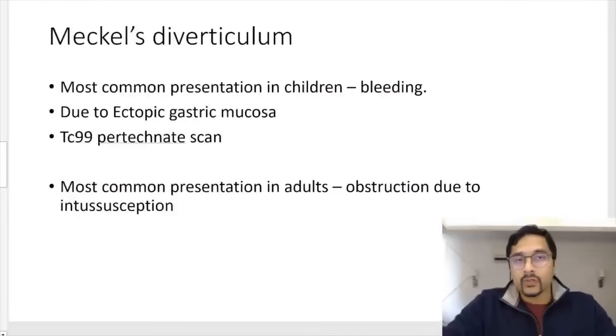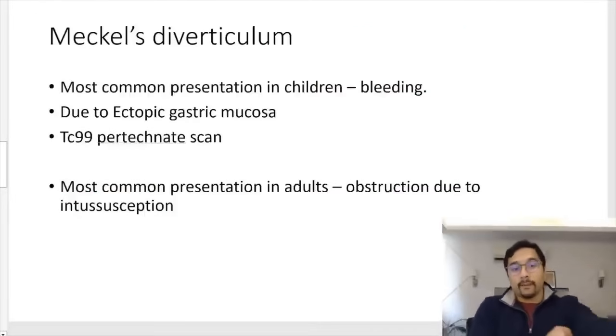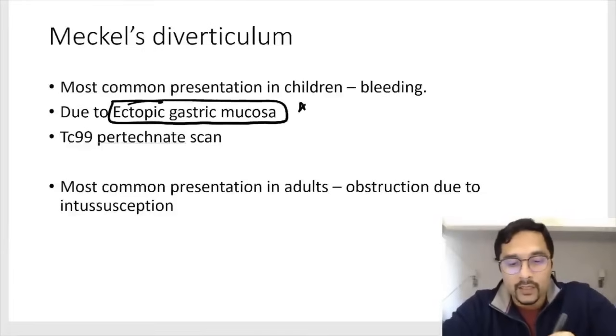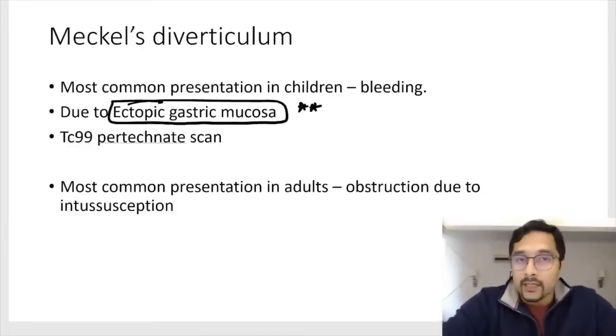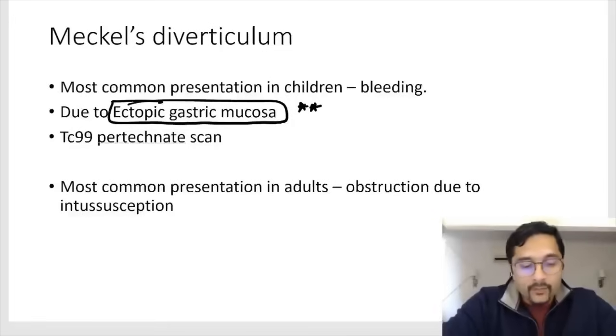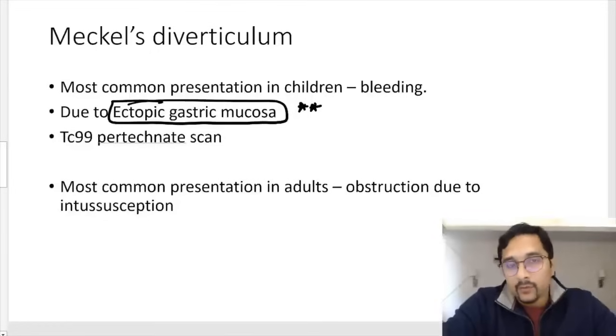So Meckel's, the most common presentation in children is bleeding, and this bleeding occurs due to ectopic gastric mucosa. This was also asked in last to last year's FMG exam. We diagnose this using a technetium-99 pertechnetate scan, and it is a self-limiting condition. The most common presentation in adults is obstruction due to intussusception. That is the most common presentation in adults.